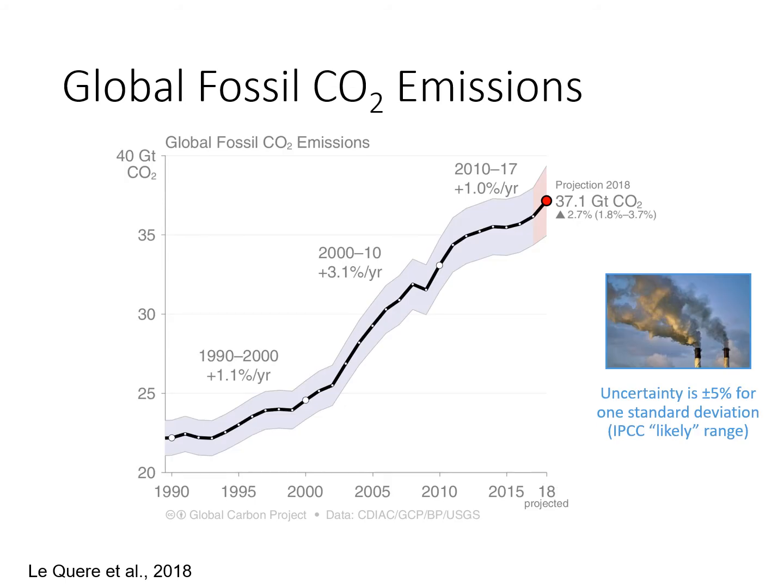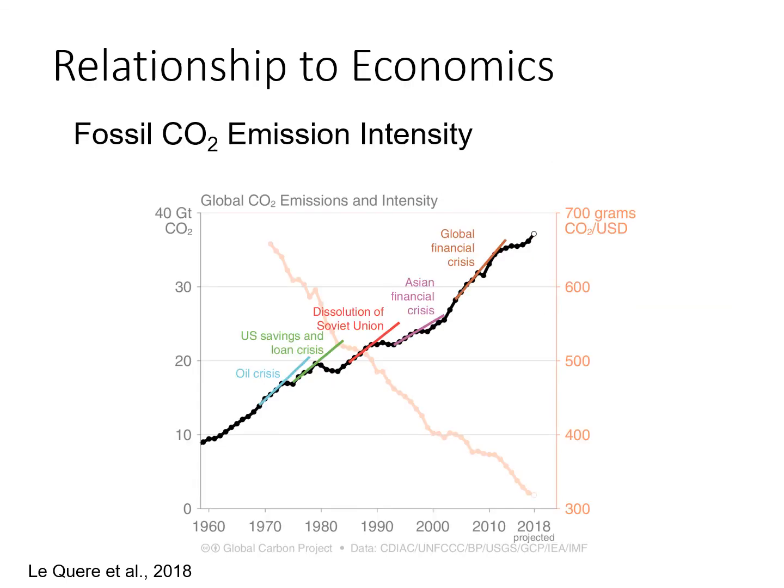This slide shows that total global emissions have steadily increased over time. There are variations in the rate of change, but emissions are always increasing. What do you think causes the variations in the rate of change? The variations in the rate of change are largely related to economic and technological change.